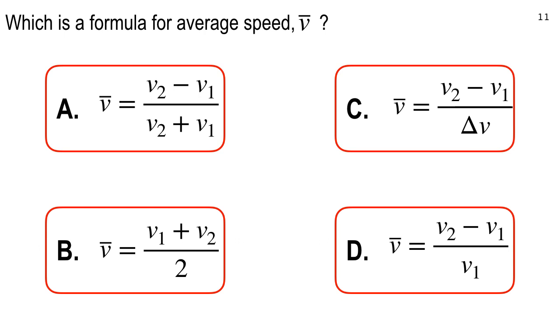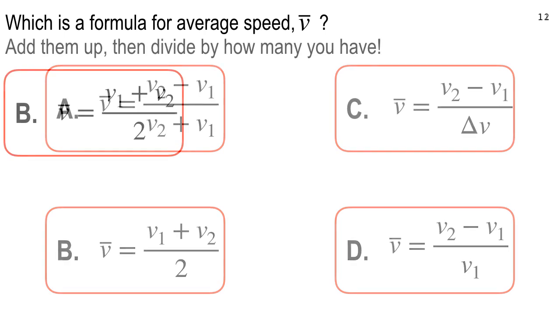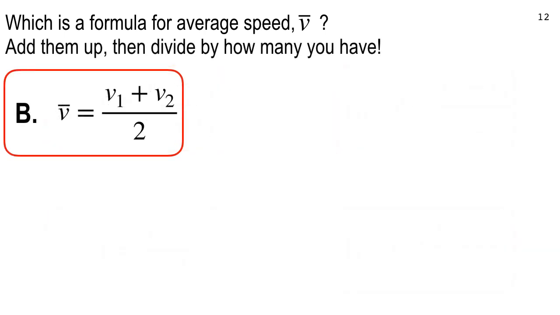Now, which of these is add them up and divide by how many? B is. That's it. So there's an example of add them up and divide by how many. That's a generic averaging method, and it definitely is the case here. Now I'm going to mark this one correct. So B is the correct answer on that.